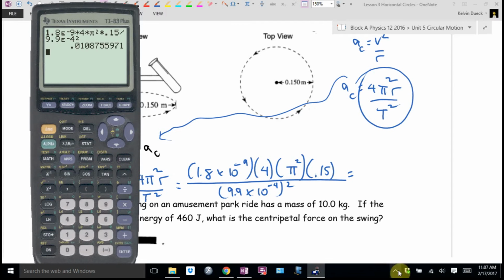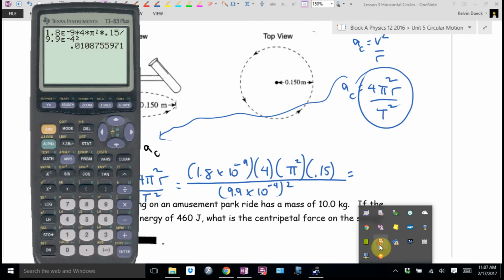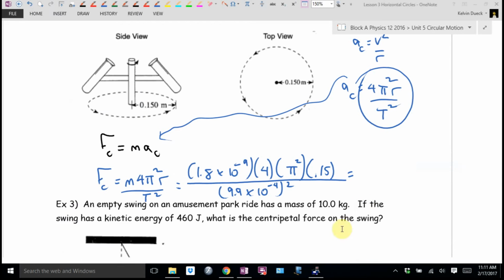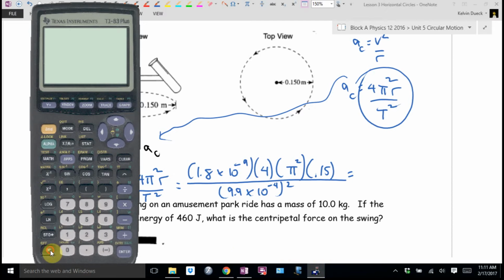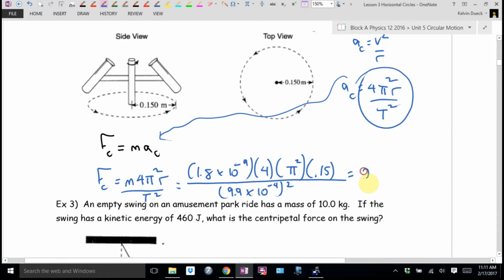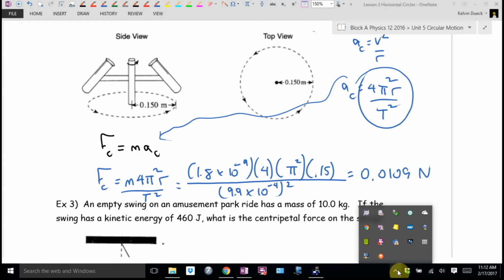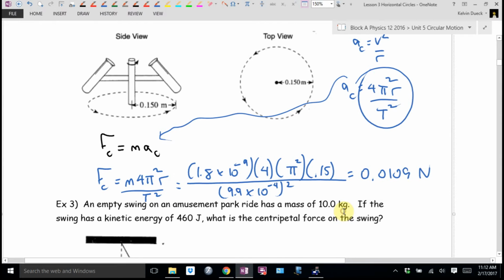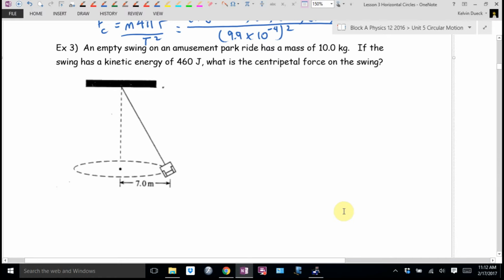Okay, let me pause the video for a second. So I got 0.0109. If I go to 3 sig figs, 0.0109 units. It's a force. Newtons. Cool.